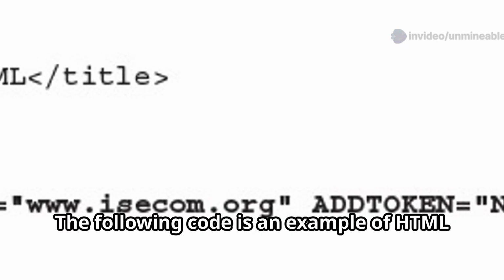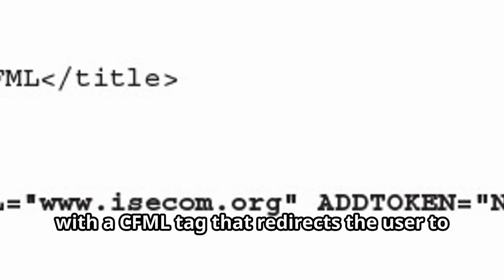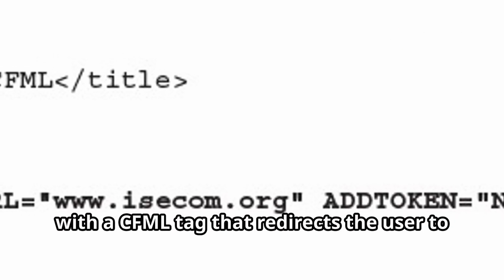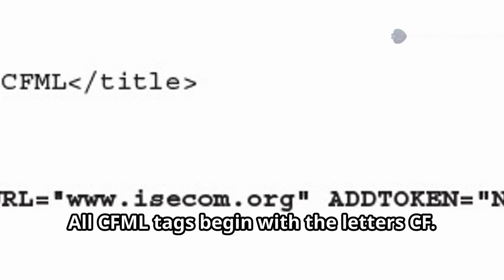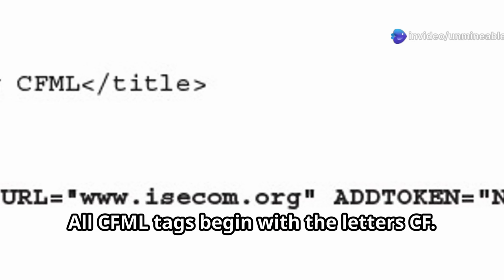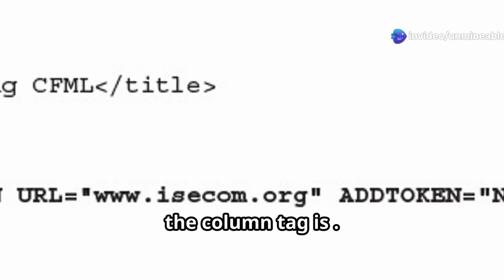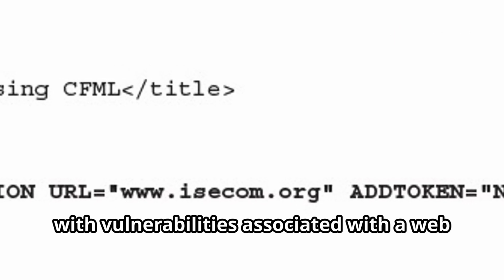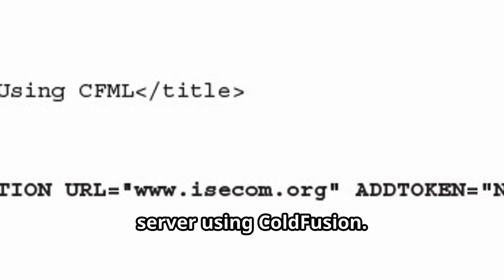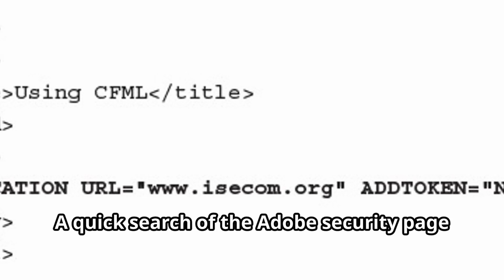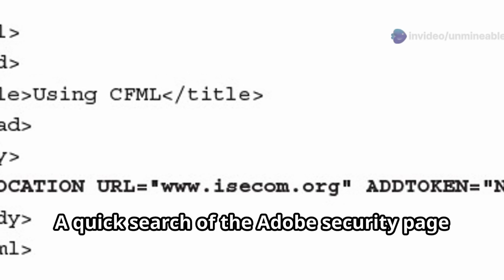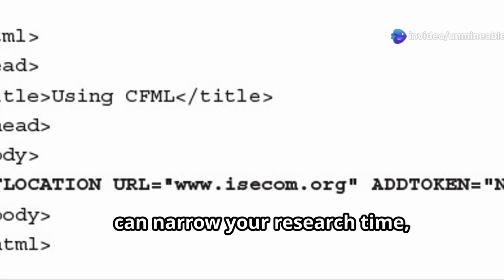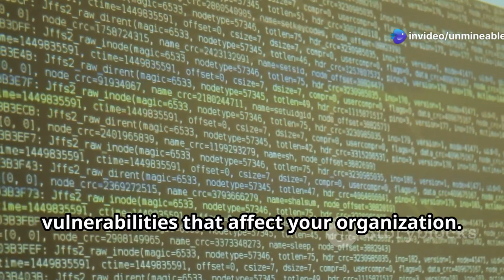The following code is an example of HTML with a CFML tag that redirects the user to a web page. All CFML tags begin with the letters CF. For example, the column tag is. As with the PHP example, security testers should become familiar with vulnerabilities associated with a web server using ColdFusion. A quick search of the Adobe security page can narrow your research time, allowing you to focus on the vulnerabilities that affect your organization.